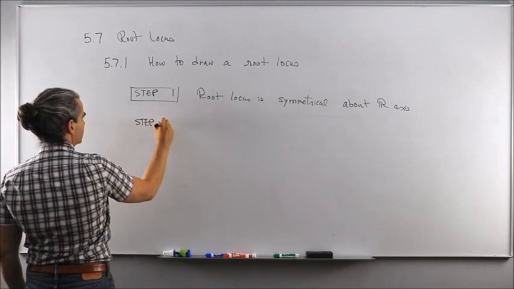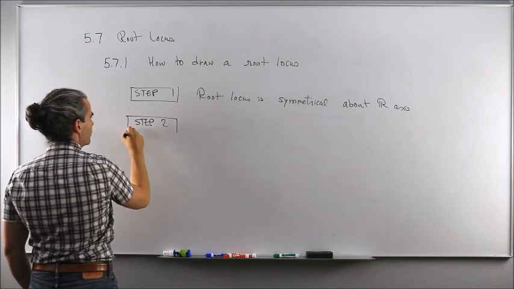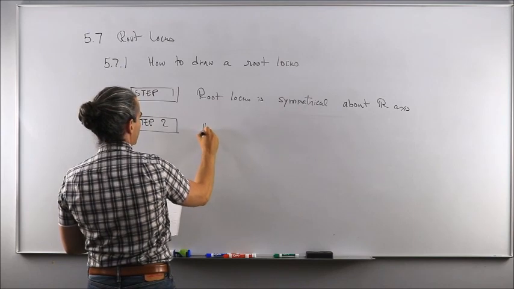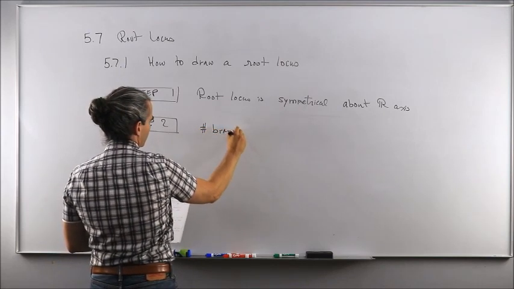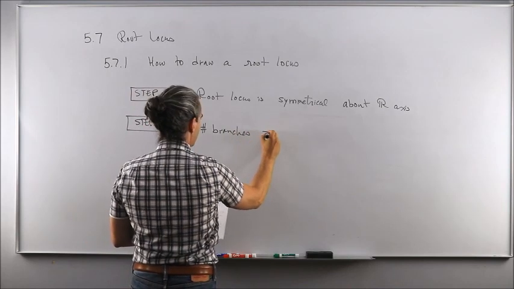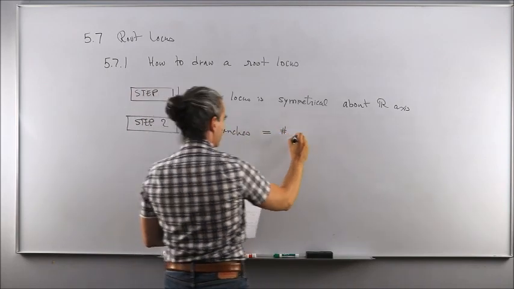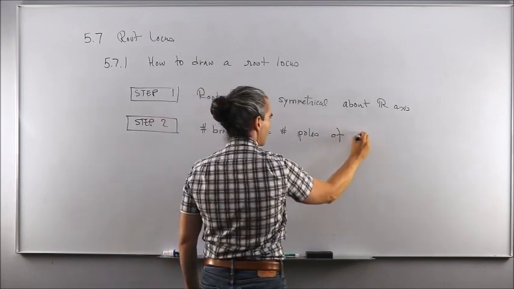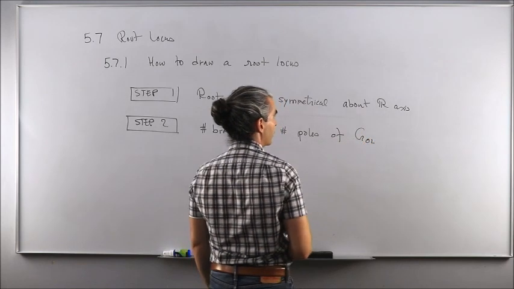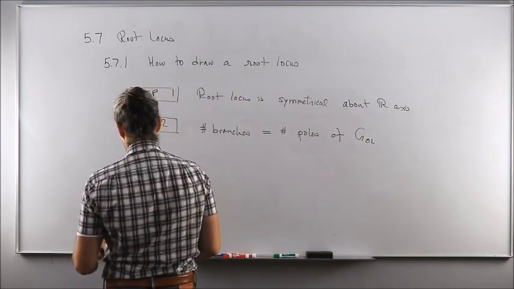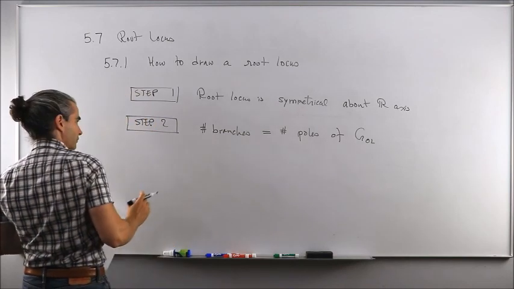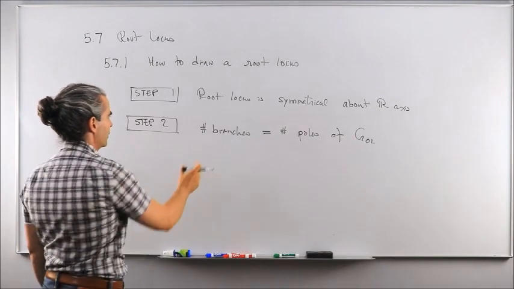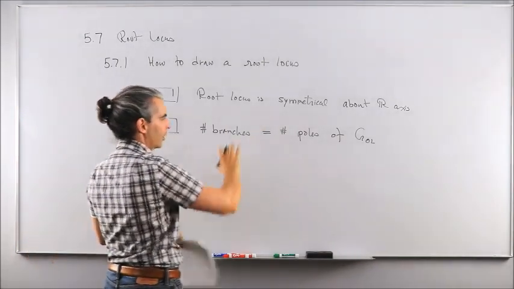Now step 2. And this is where our open loop transfer function will come in handy. Because that step tells us that the number of branches will be equivalent to the number of poles. Poles of what? Poles of our open loop transfer function. Okay? That's all you have to do for step number 2, figuring out the number of branches that will be part of the root locus.